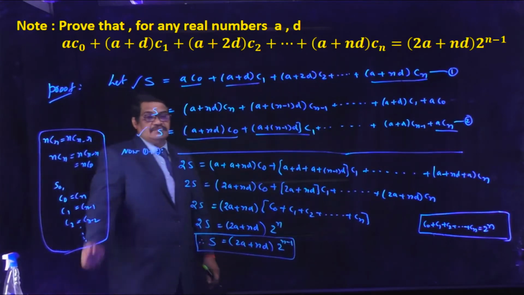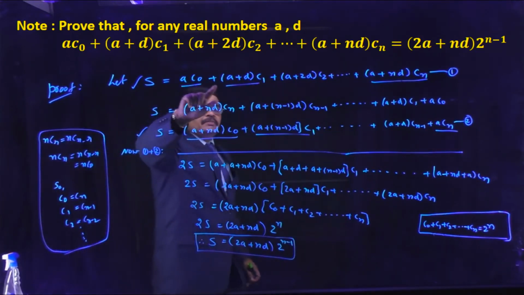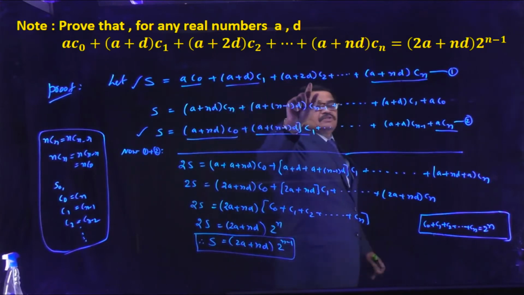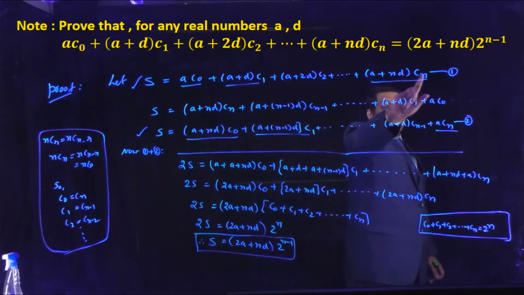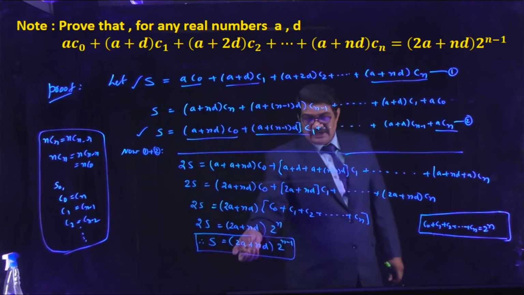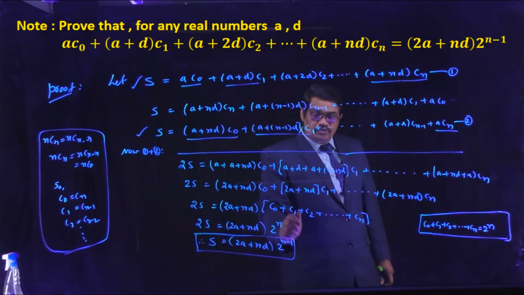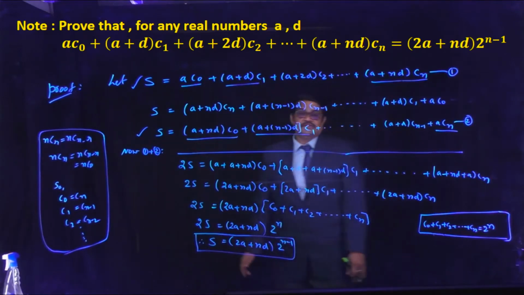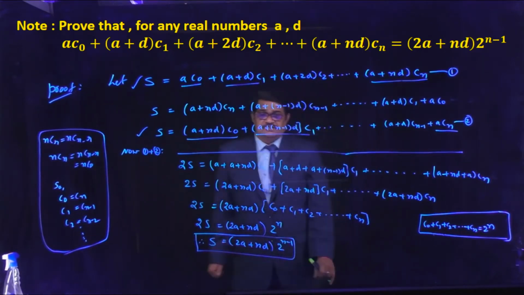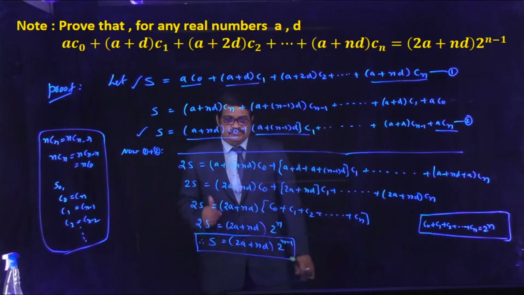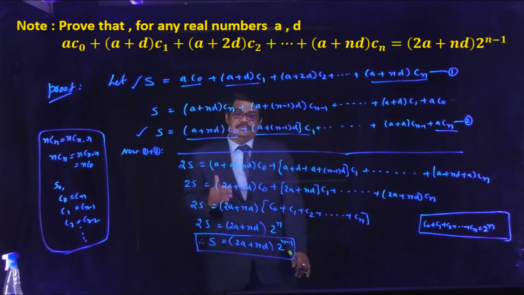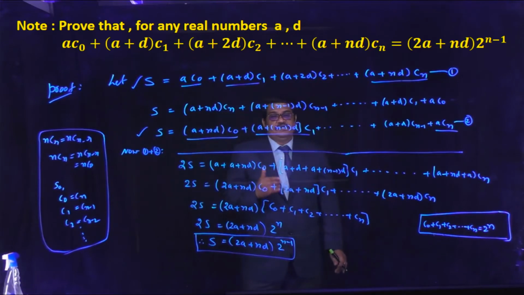We are getting the result. What is S? That is A C naught plus A plus d C1 plus A plus 2d C2 and so on A plus nd Cn. S is equal to 2A plus nd into 2 to the power of n minus 1. So that is our required result. The sum of the series A C naught plus A plus d C1 plus A plus 2d C2 and so on A plus nd Cn is equal to 2A plus nd into 2 to the power of n minus 1.